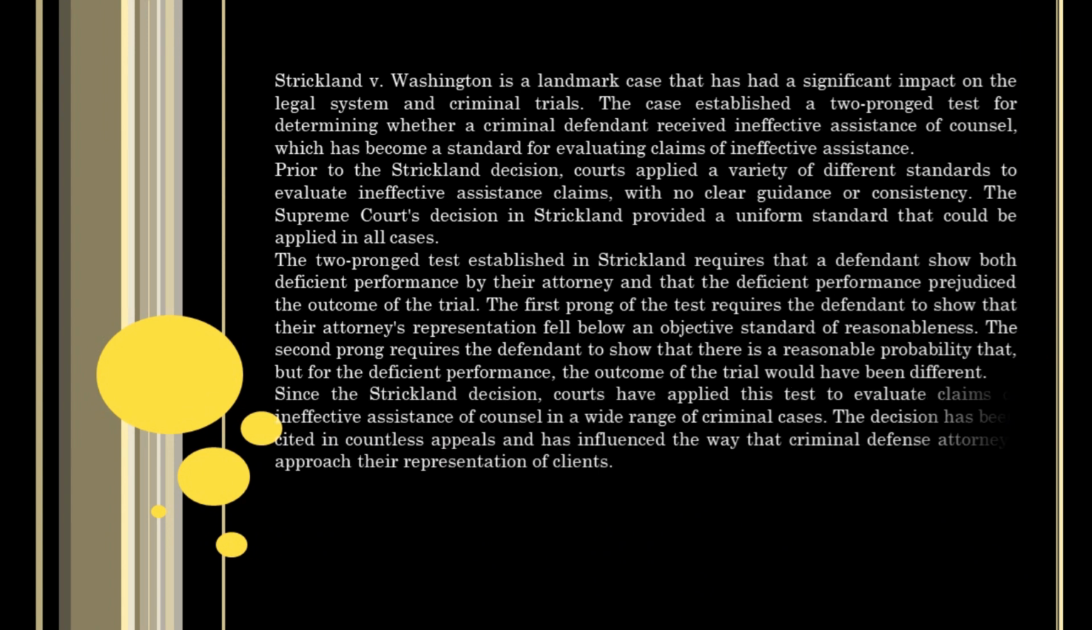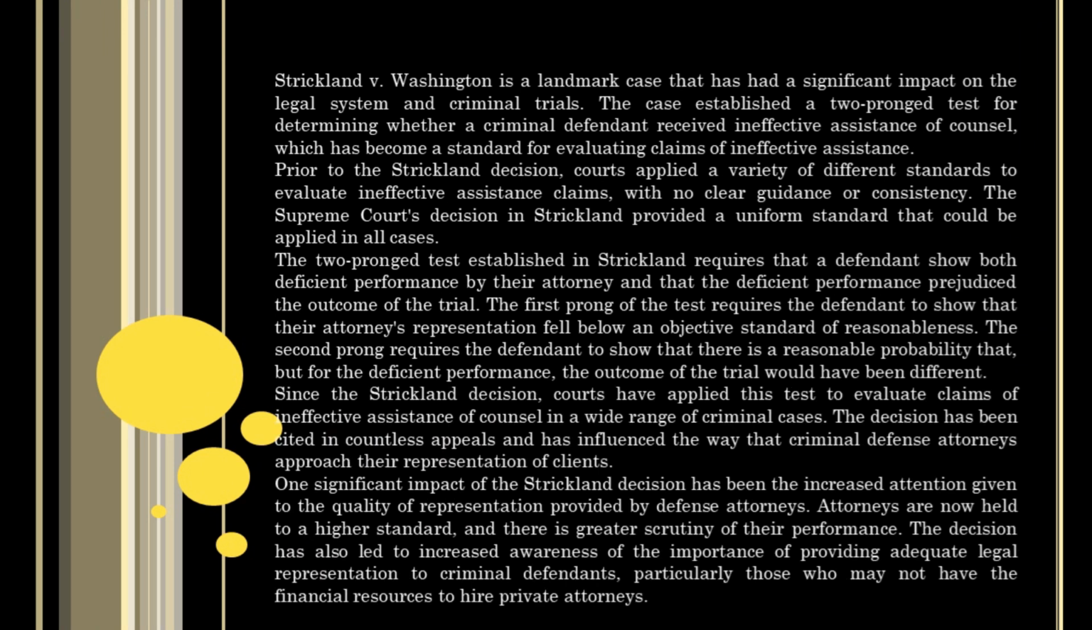Strickland v. Washington is a landmark case that has had a significant impact on the legal system and criminal trials. The case established a two-pronged test for determining whether a criminal defendant received ineffective assistance of counsel, which has become a standard for evaluating claims of ineffective assistance. Prior to the Strickland decision, courts applied a variety of different standards to evaluate ineffective assistance claims, with no clear guidance or consistency. The Supreme Court's decision in Strickland provided a uniform standard that could be applied in all cases.